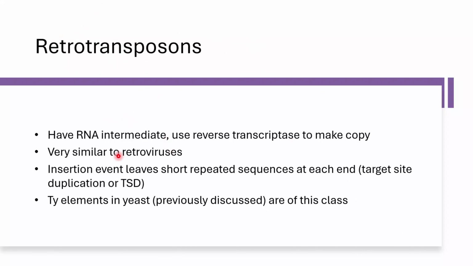What else? They're very similar to retroviruses. As a matter of fact, you'll see that some of the genes are found in retroviruses, like the envelope gene, which makes the envelope of retrovirus. But in the case of retrotransposons, it has no use, right? So you can think of it as originating from some sort of viral infection at some point, okay?